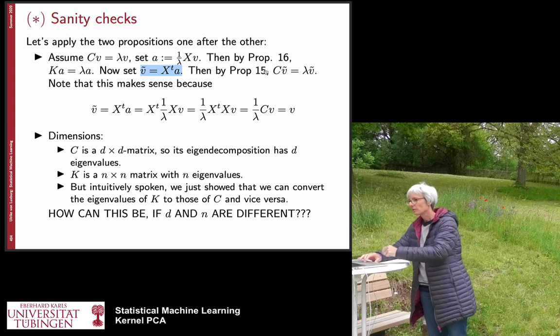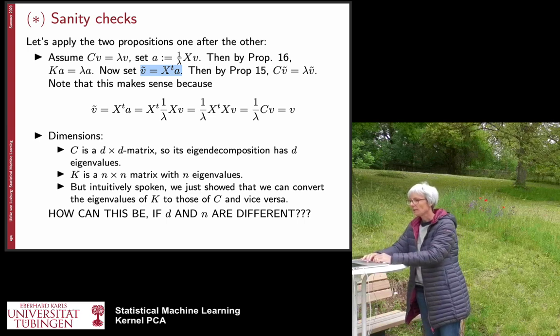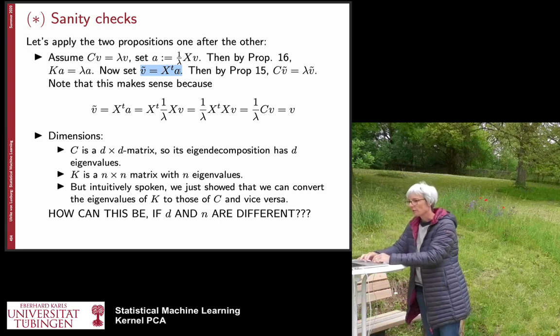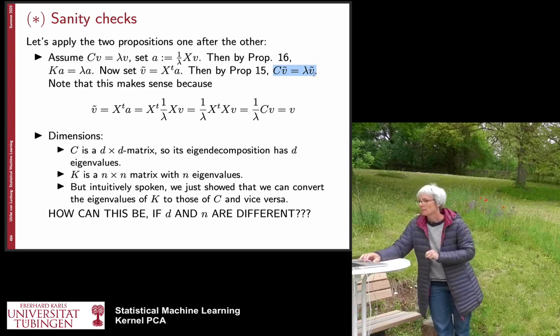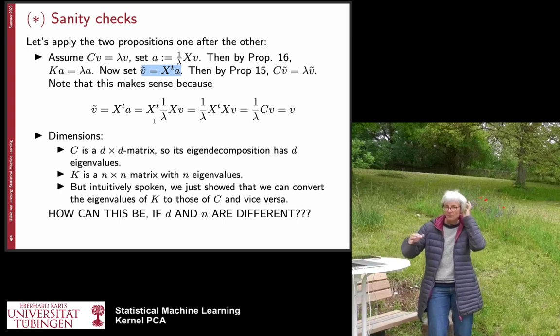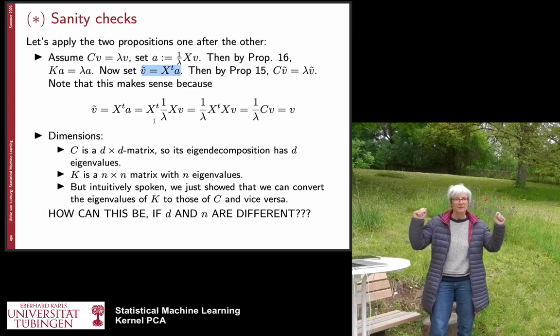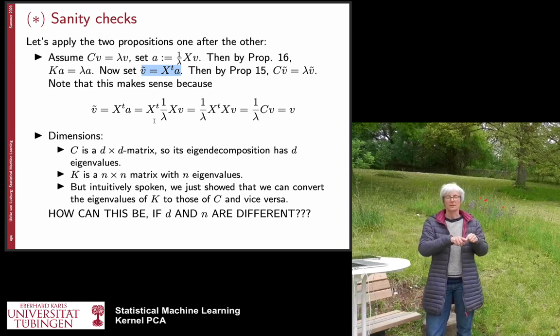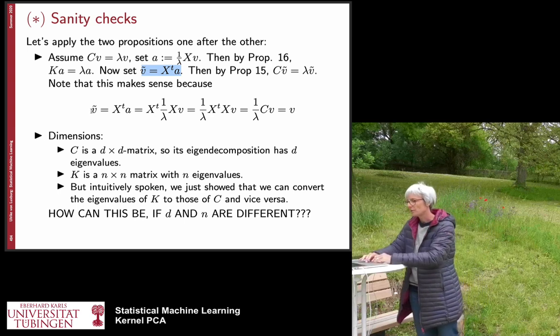And now we apply the first proposition. The first one tells us how to go from K to C. So we do what the first proposition tells us. We know that C times V tilde is the same as lambda times V tilde, where V tilde is this vector defined in this way. And now what we would like to have is that V and V tilde are the same, because we did a circular argument. Let's see whether this is true.